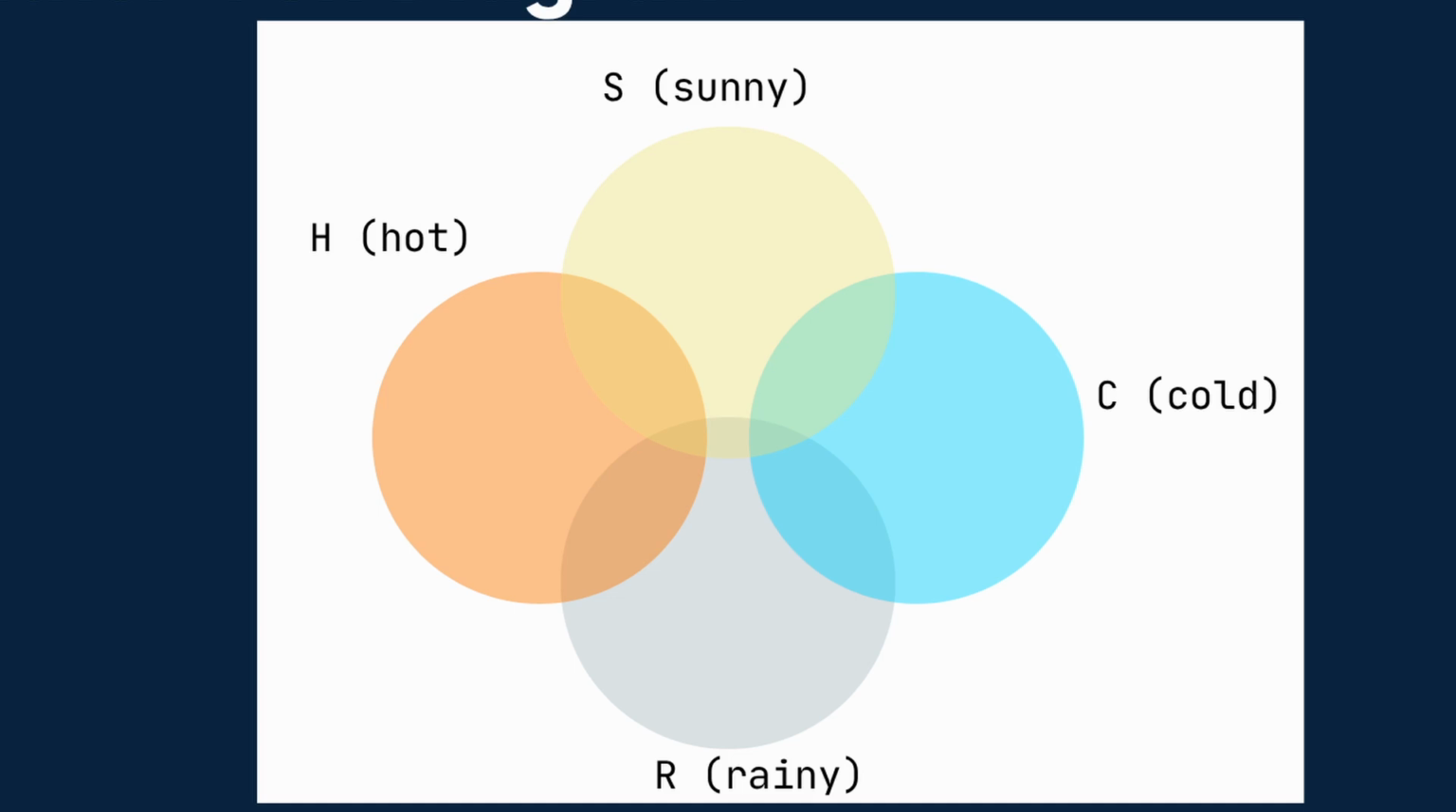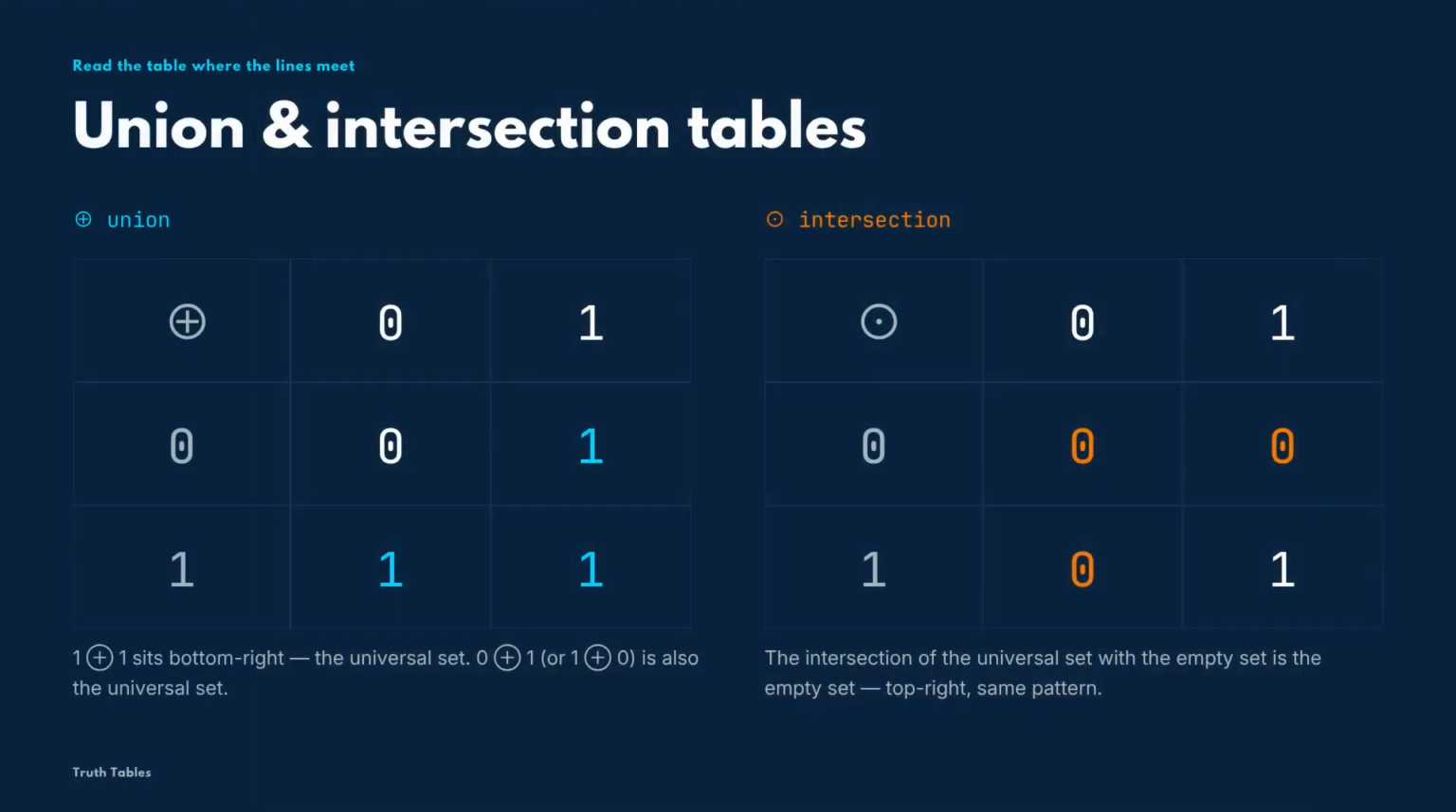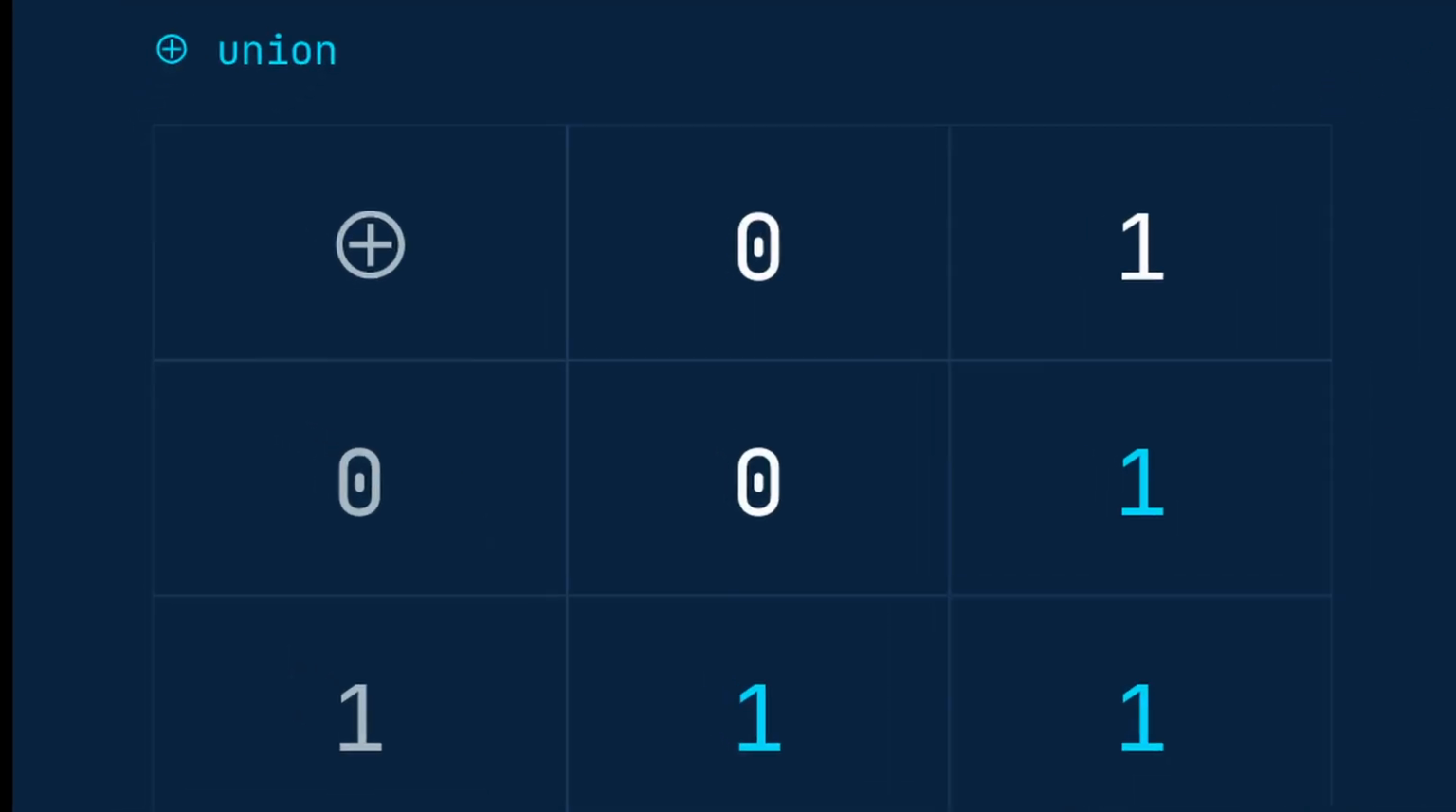And can it be cold and rainy? Of course it can as well. So rainy is gray, cold is blue. The intersection is the lighter cyan blue. Okay, we can read from this diagram the definitions of a union and intersection. Now, union can also be represented as the plus. The union of the empty set with the universal set is 1. Obviously, nothing plus everything equals everything.